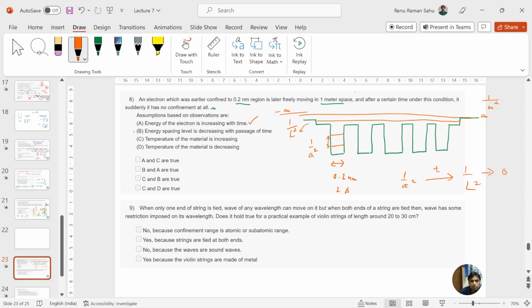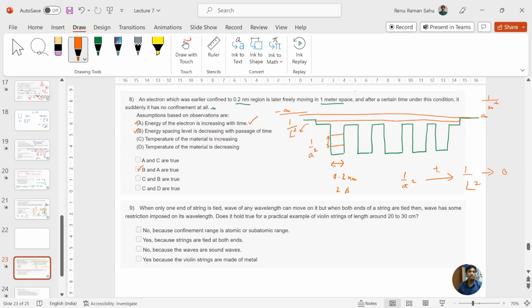But for some reason, they did not consider this answer as a positive answer. You see this? Either it can be A and B, but A and B is not given as an option. Oh, B and A are true. Oh, okay. Got it? Now the temperature of the material.